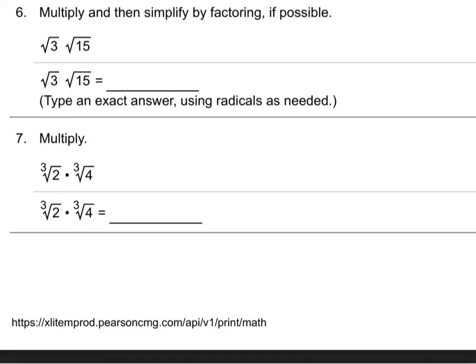All right. Number 6. Square root of 3, let me just rewrite it here. Square root of 3 times square root of 15. They want me to multiply and simplify. Hey, what number is in the hooks there? And nothing, so 2. Those are 2. So we're back to a 2 for 1 deal.